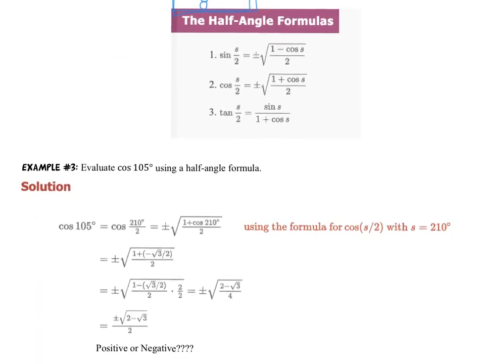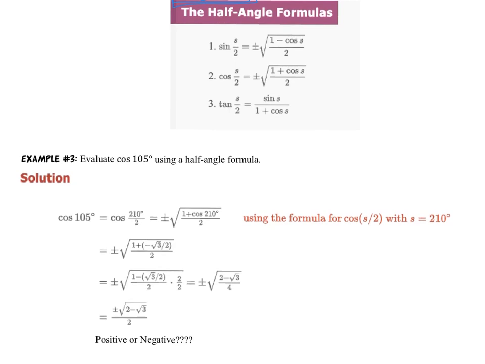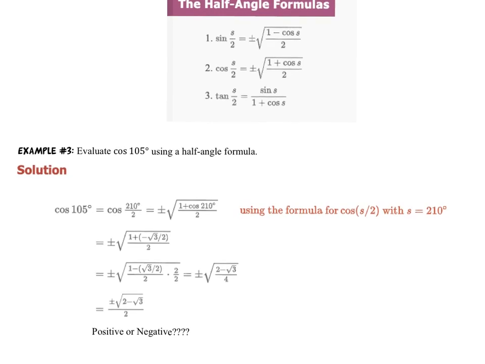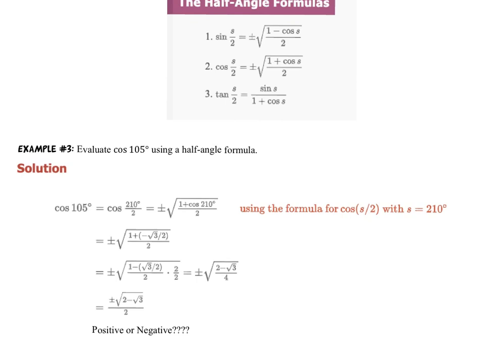Okay, a couple new formulas. We now have the half angle formulas. This is helpful, and I have example 3 to kind of bring it out for us. It's helpful when you have a degree like 105, so example number 3, cosine of 105, using the half angle. Well, you can use the fact of cosine of 210 divided in half.